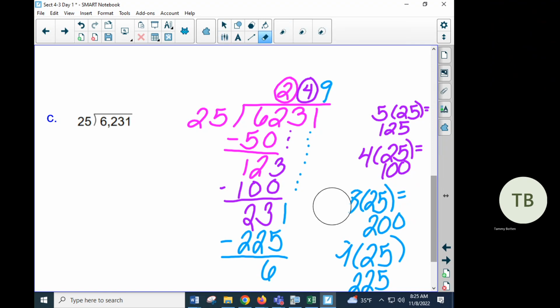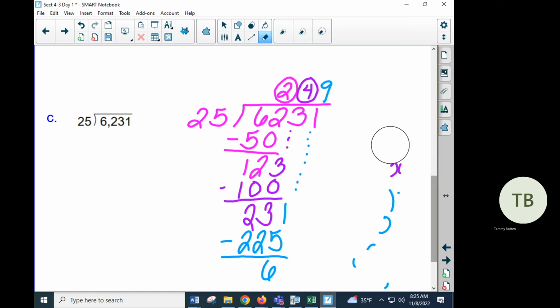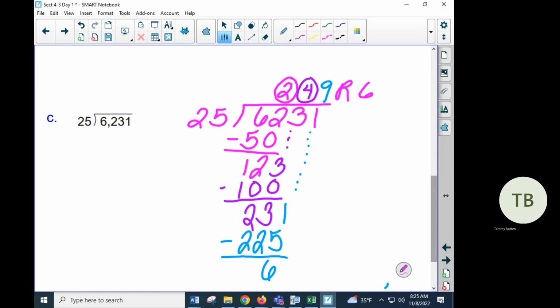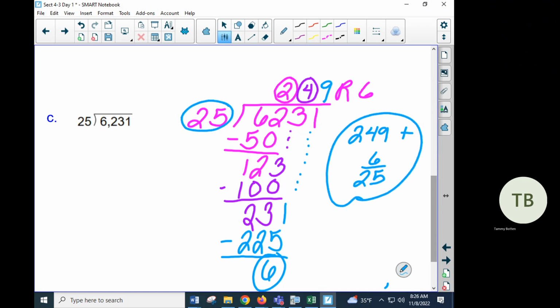And then the way that we would write our answer is, like we talked about in elementary school, you probably said remainder 6. But in here, what we're going to do is we'd say 249 plus, it would be your remainder over what you're dividing by. Okay. So the reason I'm showing you this is that that's the same process we do with polynomials.